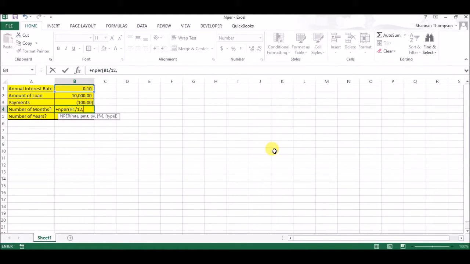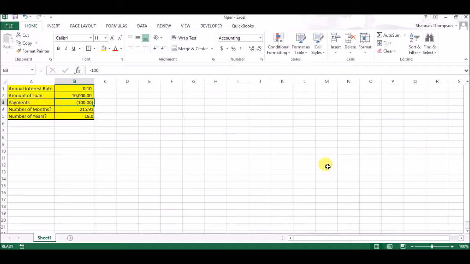The next part is going to be the payment. Like I said, just make sure this is in a negative number, otherwise it's not going to work. And then, of course, the present value or the amount of the loan. Then we're going to go ahead, hit enter, and it's telling us that it's going to take 215 months to pay this off if we only contributed $100 per month. And then it's going to be 18 years to pay off this loan if you were only making payments of $100.